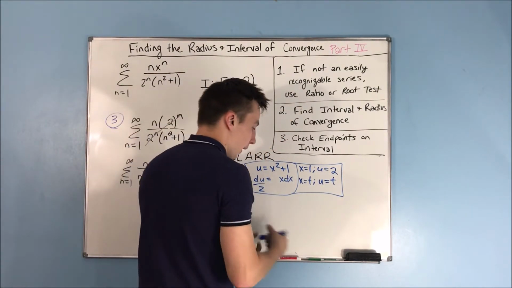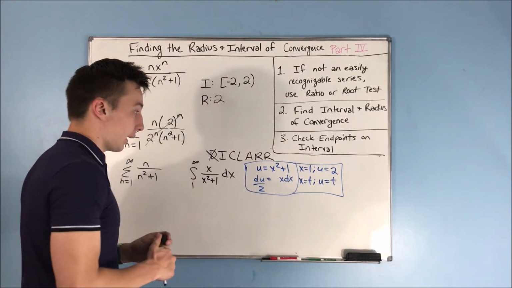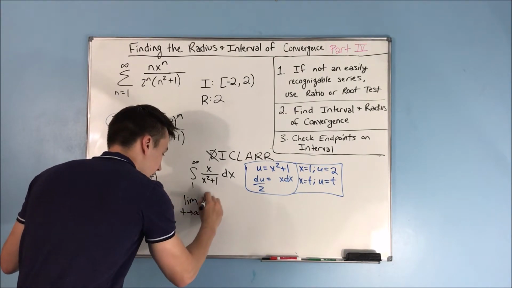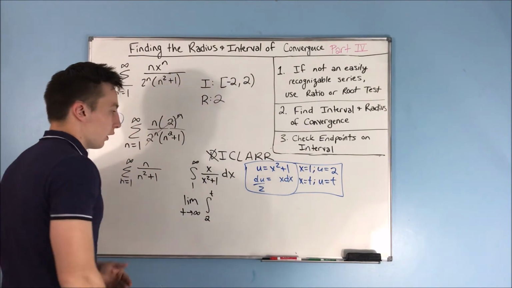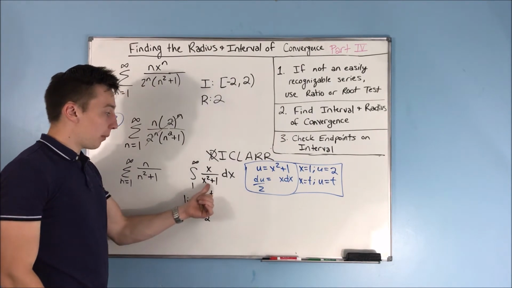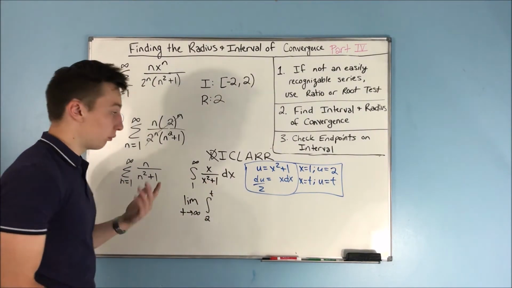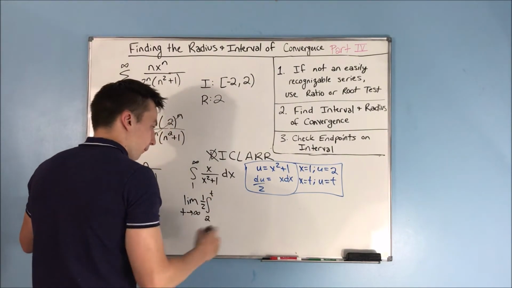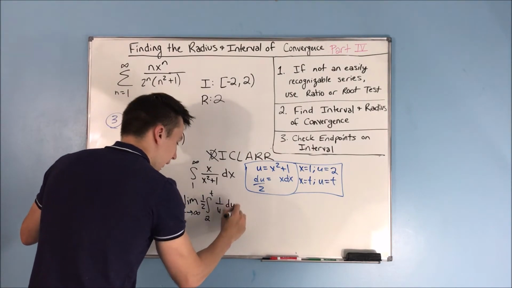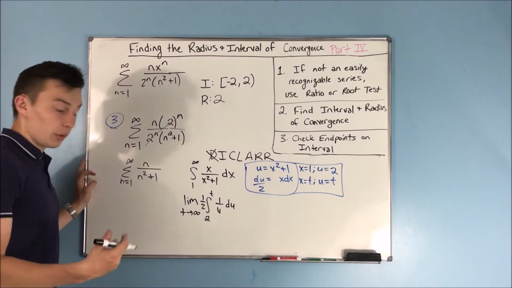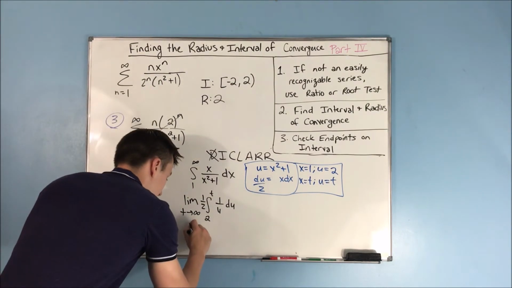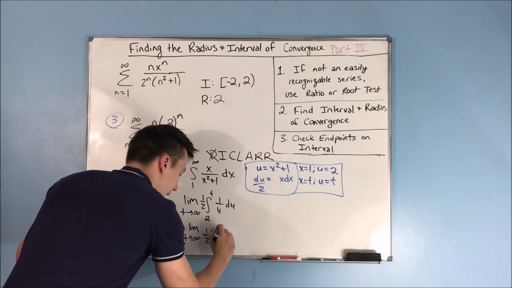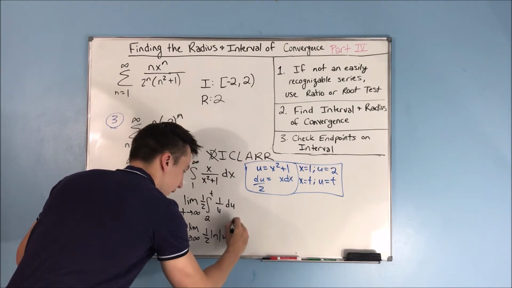Now I can write out our bounds here, and of course I need to write out a limit. So the limit as t approaches infinity of the integral from 2 to t of, now we're just going to have that u on the bottom and a du over 2. So we get a 1/2 out front, and we're going to have 1 over u du as the integrand. So we get the limit as t approaches infinity of 1/2 the natural log absolute value of u evaluated from 2 to t.